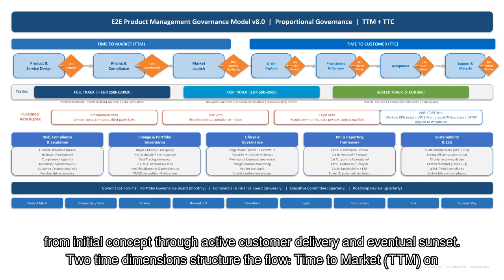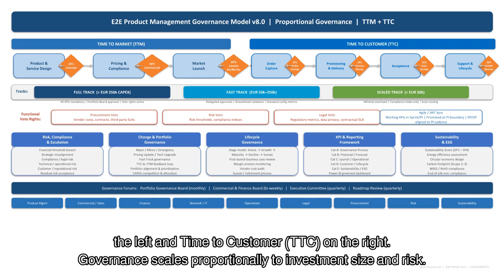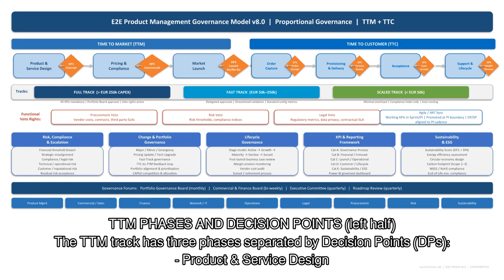Two time dimensions structure the flow: time to market, TTM, on the left, and time to customer, TTC, on the right. Governance scales proportionally to investment size and risk. TTM phases and decision points, left half.